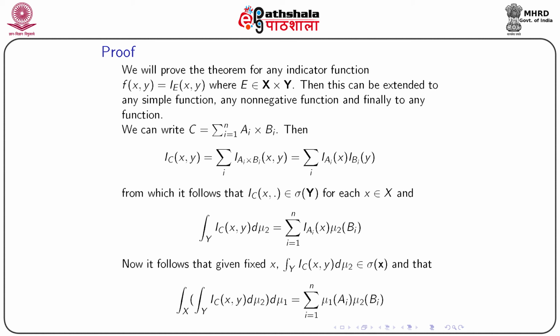Now it follows that given fixed x, the integration over y of I_C(x,y) d mu2 is measurable with respect to the sigma field of X, and that the integration over x of the integration over y of I_C(x,y) d mu2, which we already got, d mu1, is equal to the sum over i from 1 to n of mu1(A_i) mu2(B_i). So we can write this double integration in this form.